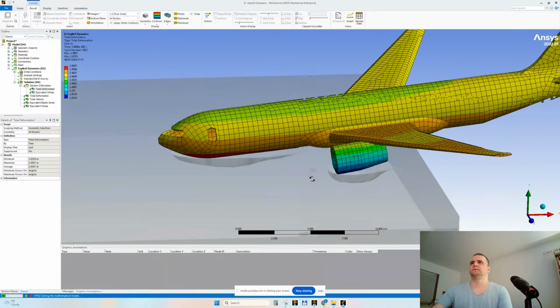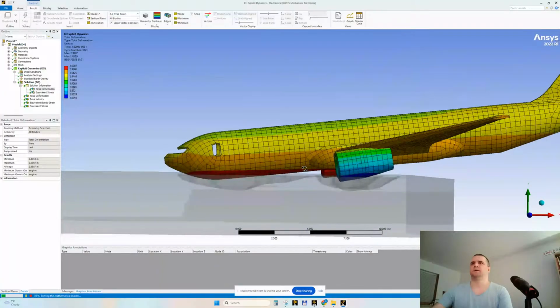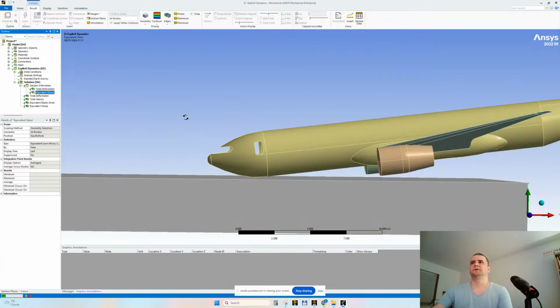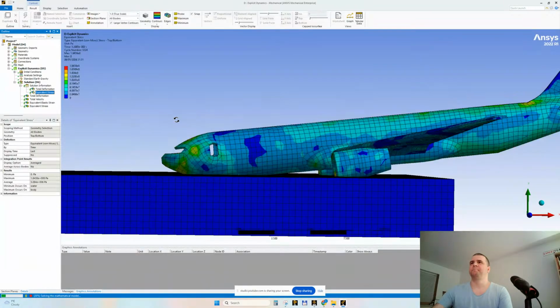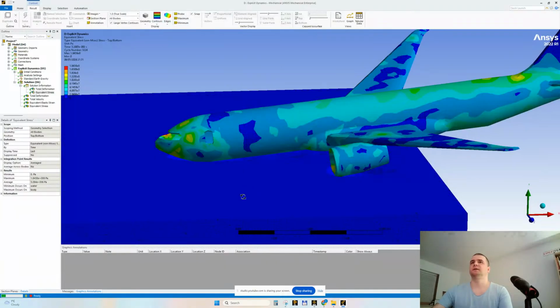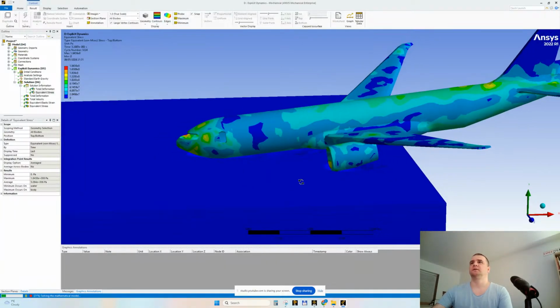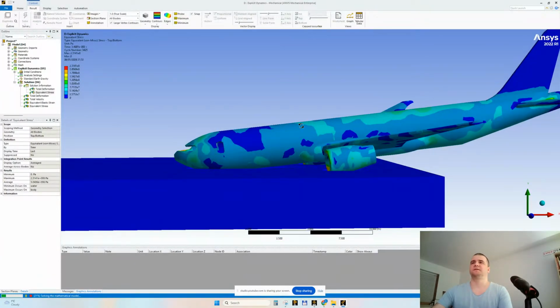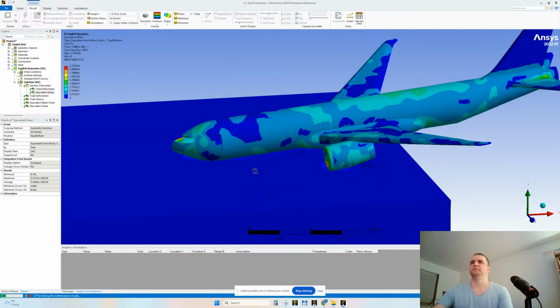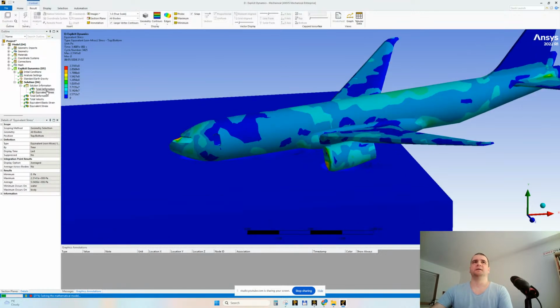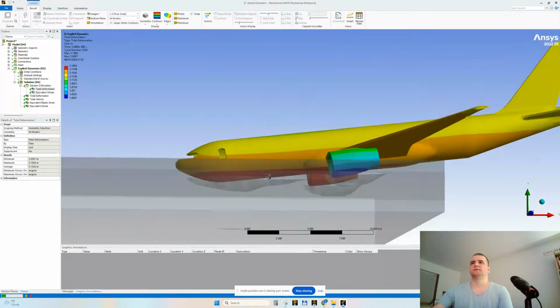Oh yes, it looks nice. Let's see the water. This is how the water looks like. Of course, there is no stress in the water, but it's the only way to visualize it as an opaque body and not transparent, as we see here.